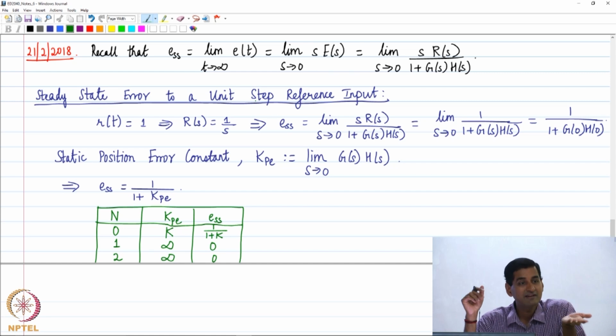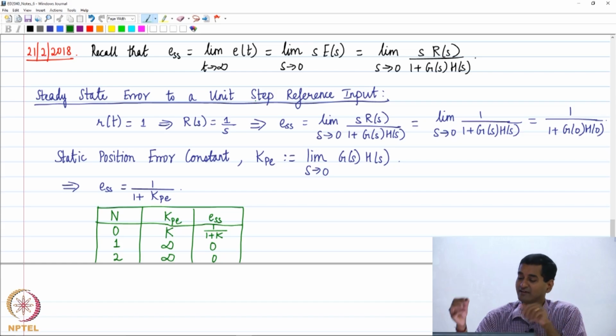You will see that it has something to do with the actuator specification. For example, if you want to steer a vehicle, what is the capacity of the steering system? If you want to brake a vehicle, what is the capacity of the brake system? So you have a limit on that, and I cannot keep on increasing capital K. Mathematically I can do it, but physically I may not be able to do that.